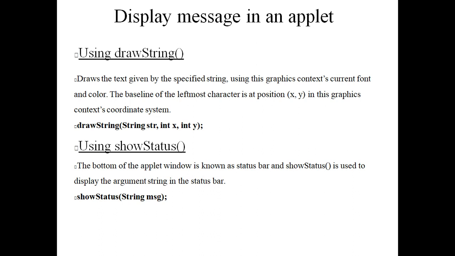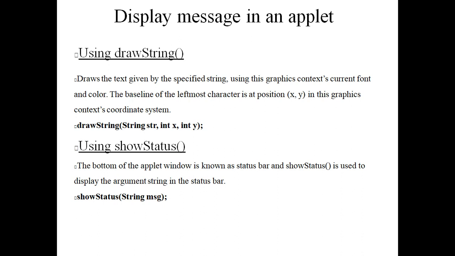Now let's see how to display a message in an applet. There are 2 ways to display a message in an applet: one using drawString and one using showStatus. drawString is a method that is used to display text in the specified format. The syntax of drawString is drawString(String str, int x, int y).